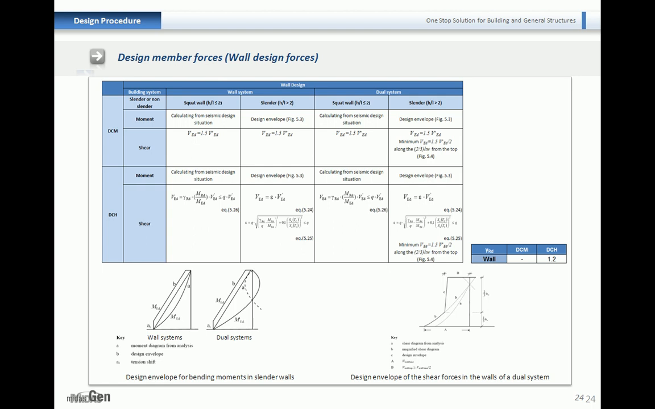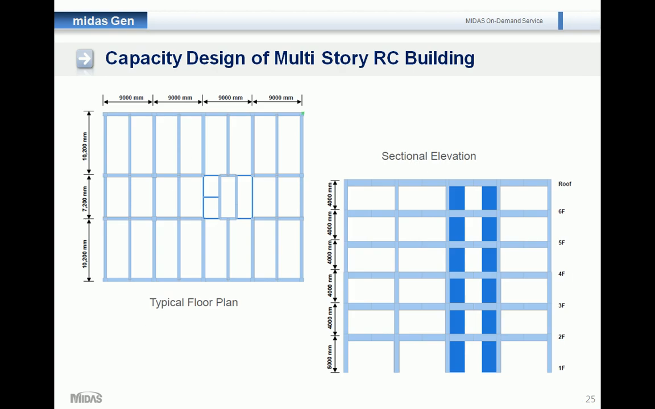Also for the column, it will use the moment resistance to calculate the design shear force. For the wall, the same rules are applied. For the different types of wall, such as the wall system and dual system, we apply different formulas according to the specified code to calculate design moment and shear forces. You can find those formulas in your code. The program also considers this design envelope for the design force and detailing of the walls. With this example, I will explain the capacity design feature in Midas Gen.